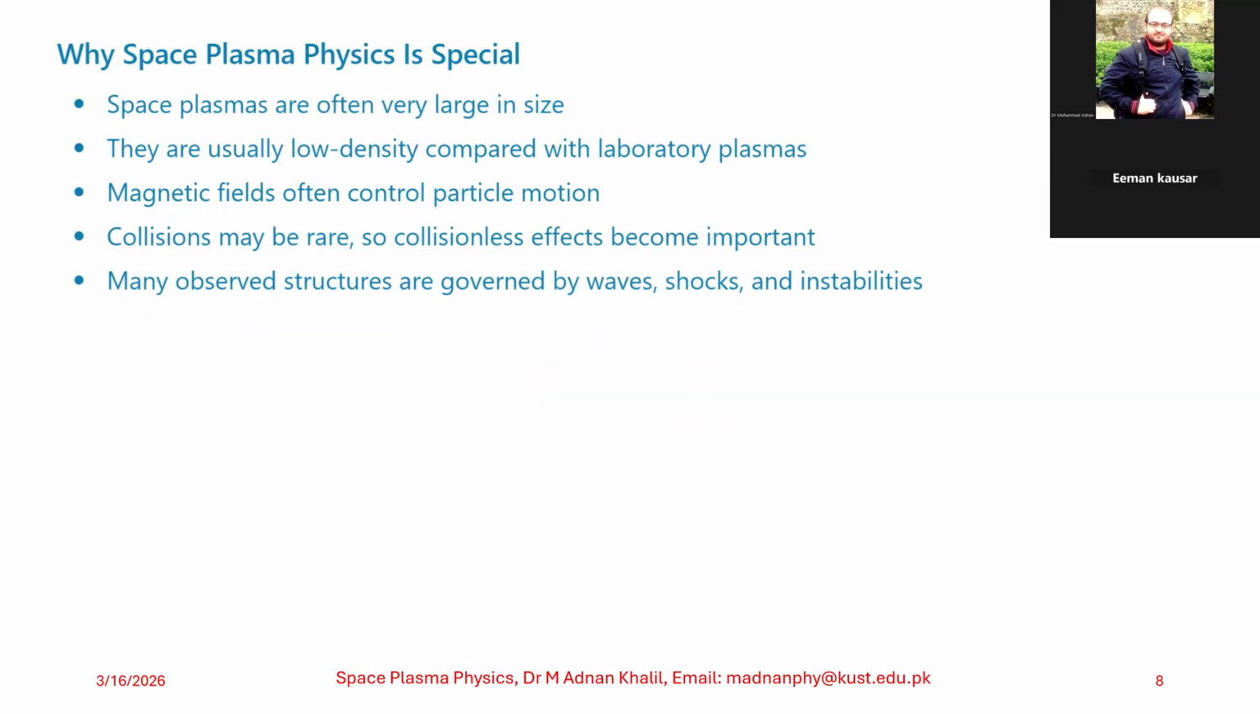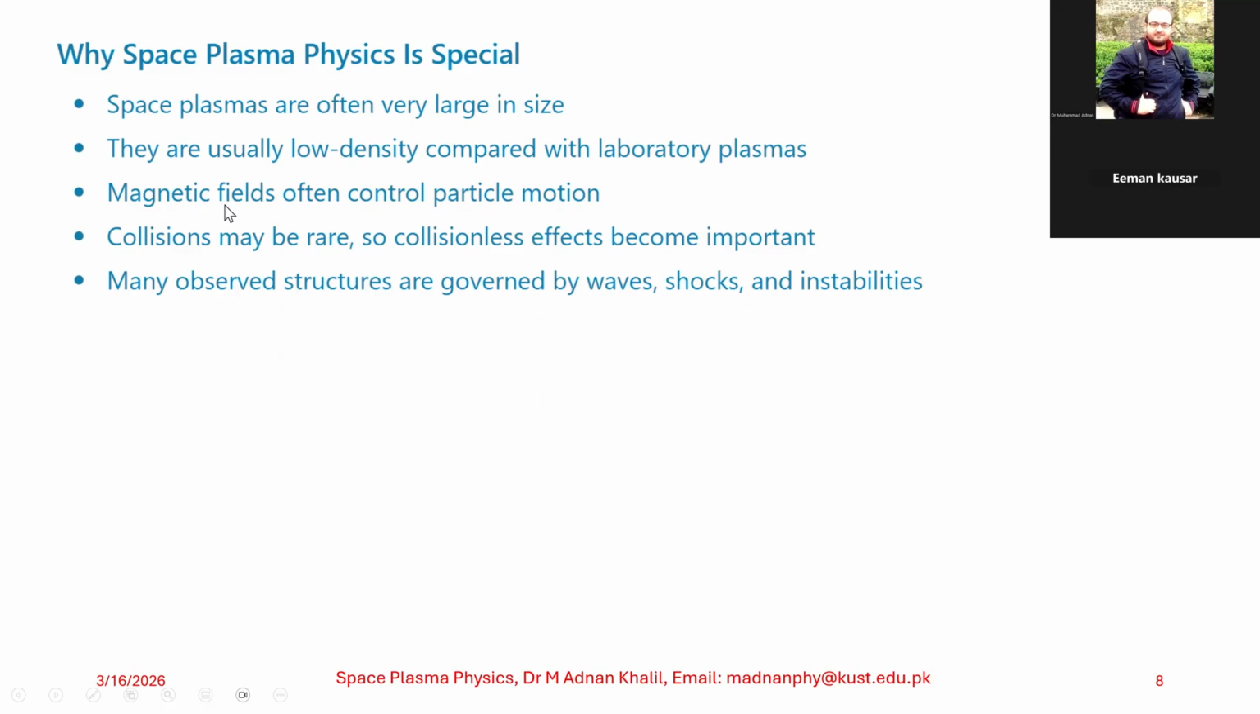Now, why is plasma physics special? These space plasmas are often very large in size. As I told you, it is like infinitely extended. Once you are talking about laboratory plasma, the plasma exists within a chamber. So the chamber is mostly around 10 meters. But when we are talking about space plasma, they are very large in size. They are usually low density compared with laboratory plasma. So low density means collisionless plasmas.